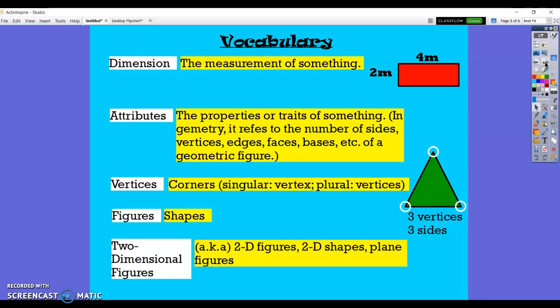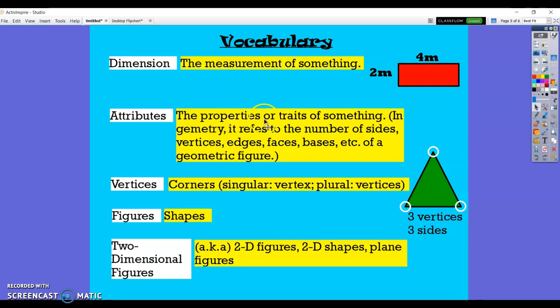Now let me introduce some vocabulary for this unit. We call these two-dimensional figures. Dimension means the measurement of something. For example, on this rectangle, this side measured 2 meters and the length measured 4 meters. The length and the width are called the dimensions of this figure. You can say this rectangle has a dimension of 2 meters by 4 meters.